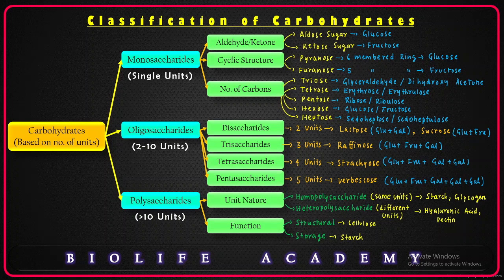Here we can see if the carbohydrate contains 3 carbons, then it is called triose. If it contains 4 carbons, then it is called tetrose. Similarly, if it contains 5, 6 and 7 carbons, it is called pentose, hexose and heptose. The triose sugars can be aldose or ketose. The examples are given in that form, one is aldose and one is ketose.